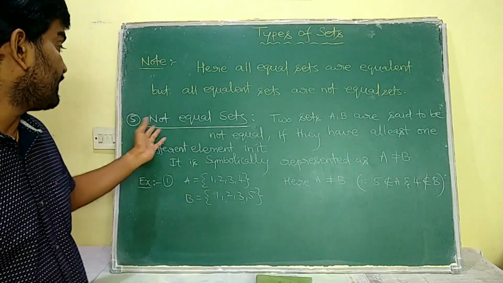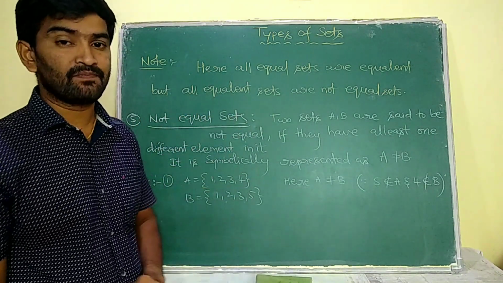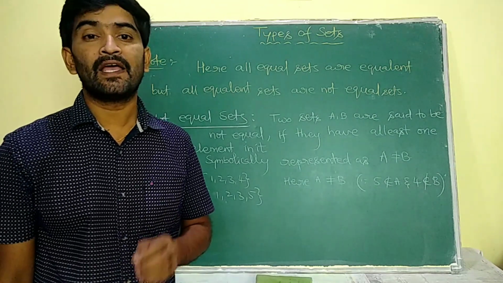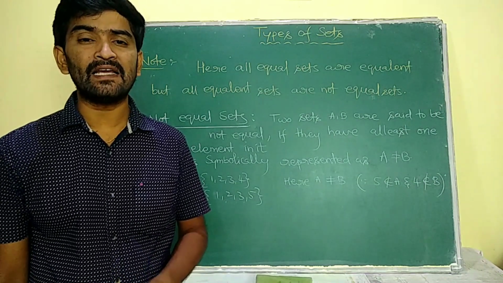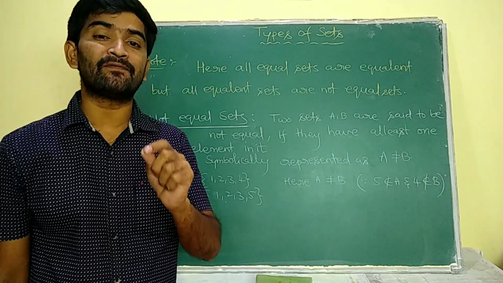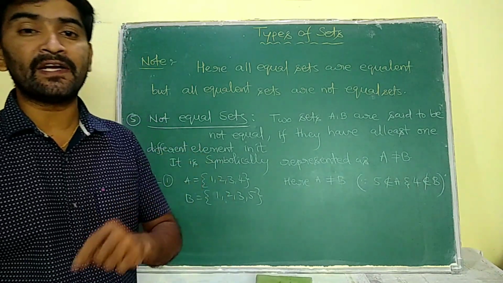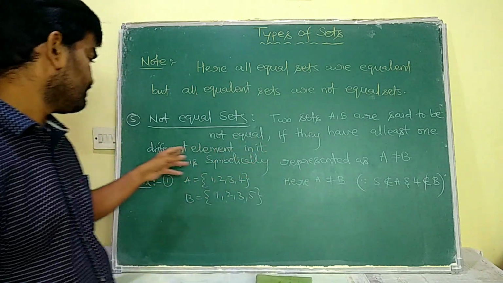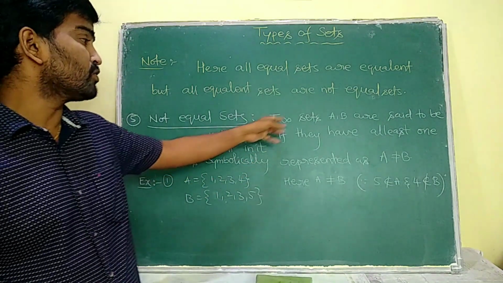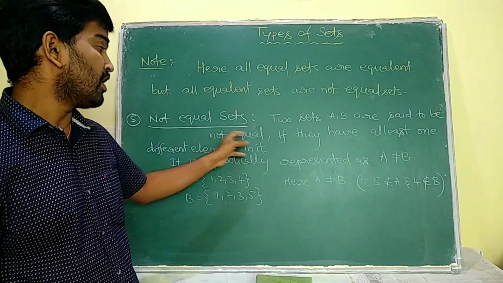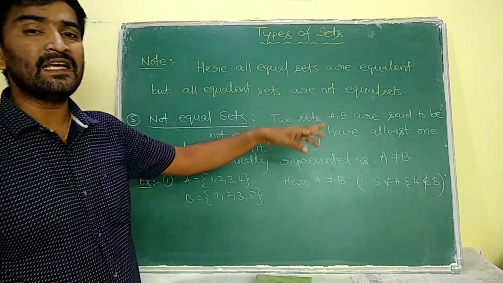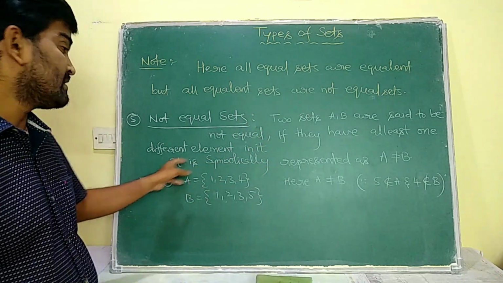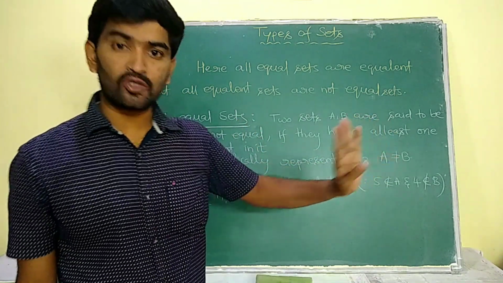Now the fifth one, not equal sets. Two sets A and B are said to be not equal sets if they have at least one element different. That means one different element in both sets. Simply coming to the definition, two sets A and B are said to be not equal if they have at least one different element in them. It is symbolically represented as A ≠ B.